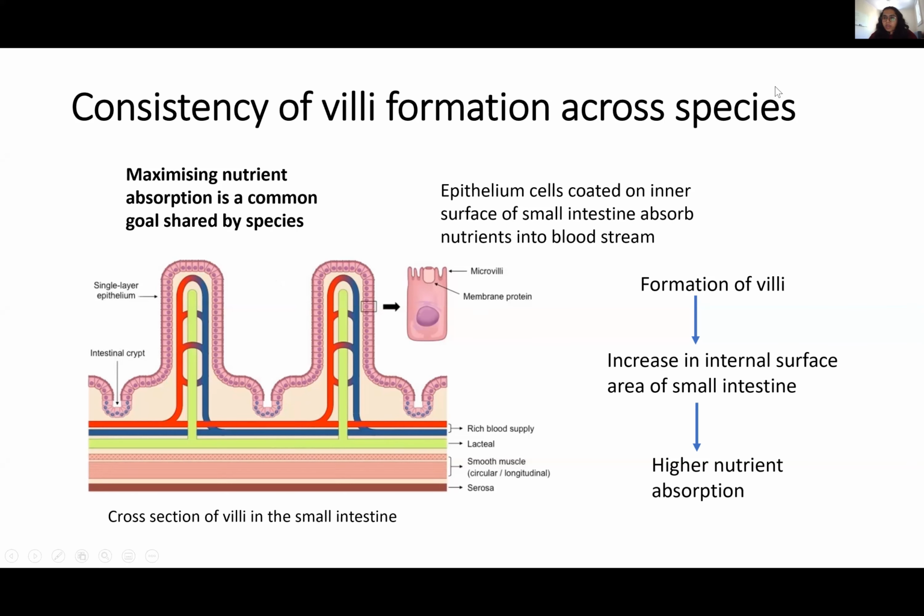One way to maximize nutrient absorption would be to increase the number of cells. But how would you accommodate an increasing number of epithelial cells? That would be by increasing the internal surface of the small intestine. The finger-like projections of villi basically help in increasing the internal surface area of the small intestine. So organisms all have similar looking villi because all of them want to absorb more nutrients.